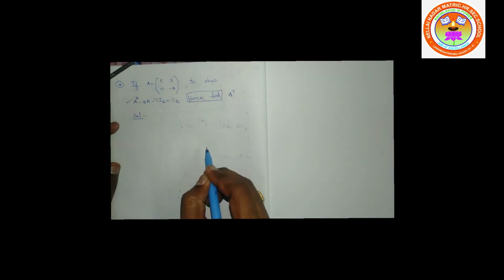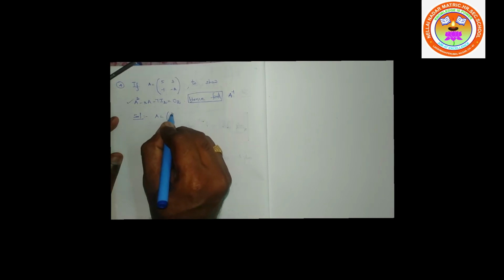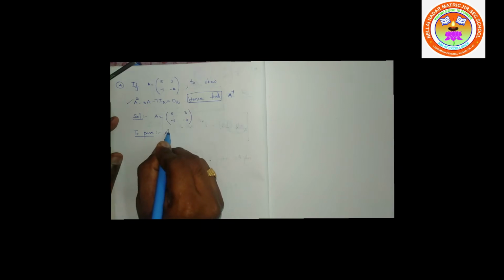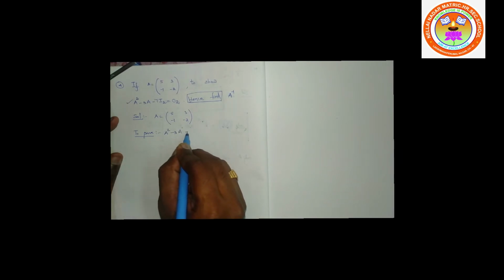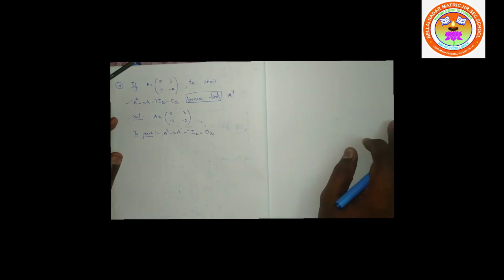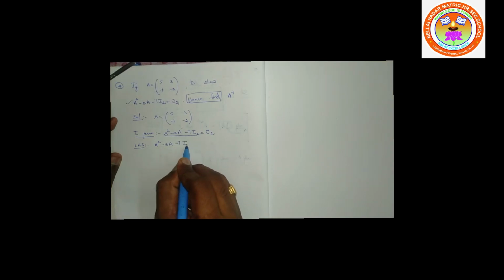First we will prove this result. The given matrix A is [5, 3; -1, -2]. To prove, I need to prove A square minus 3A minus 7I2 is equal to O2. This O2 is nothing but the 0 matrix. So taking LHS, what is LHS here? This is the LHS: A square minus 3A minus 7I2.